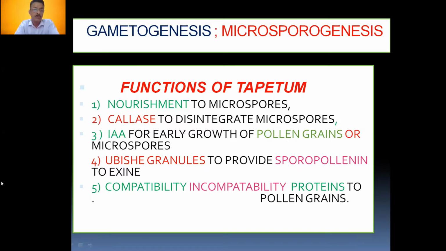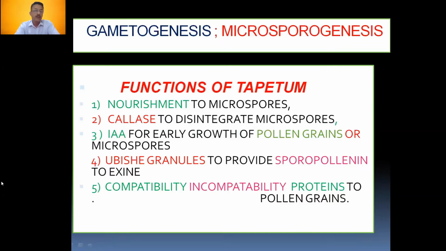We will discuss the functions of the tapetum. As it is the innermost layer, in close contact with the microspore mother cells or sporogenous tissue, it provides nourishment to the microspores. Microspores are also called pollen grains. So the tapetum provides nourishment. It also produces an enzyme, callase.